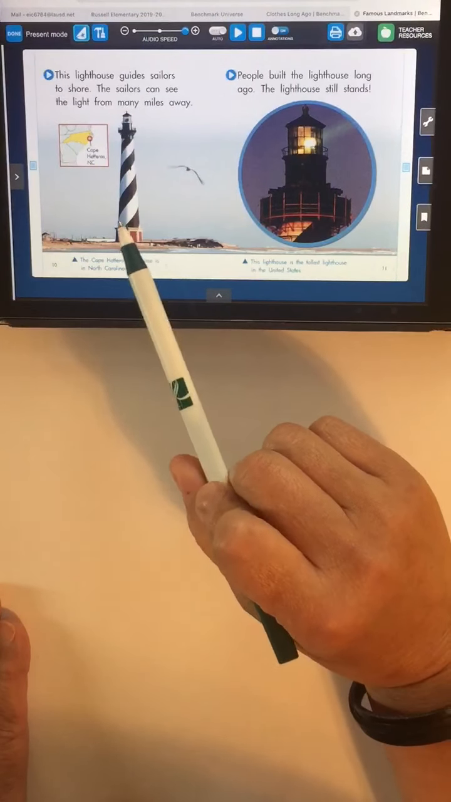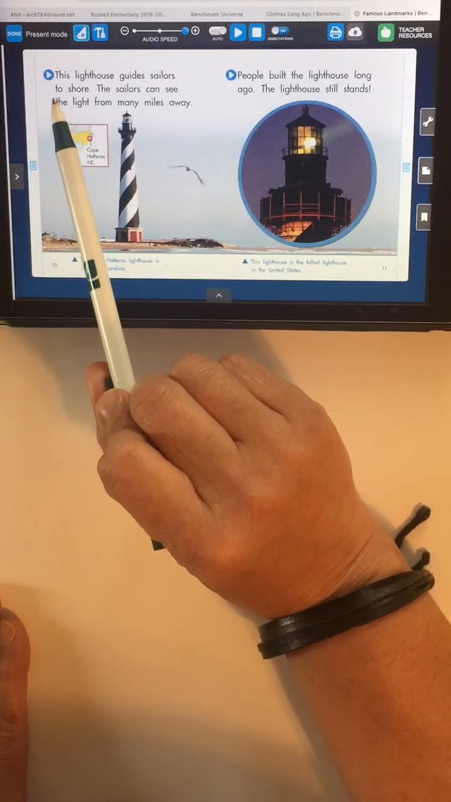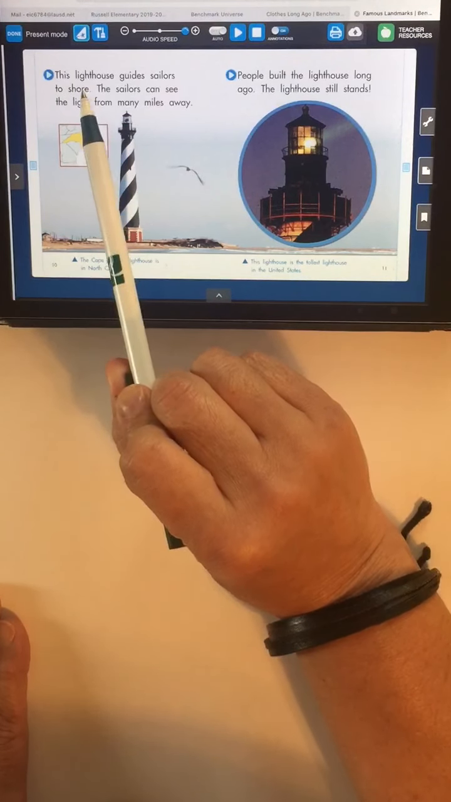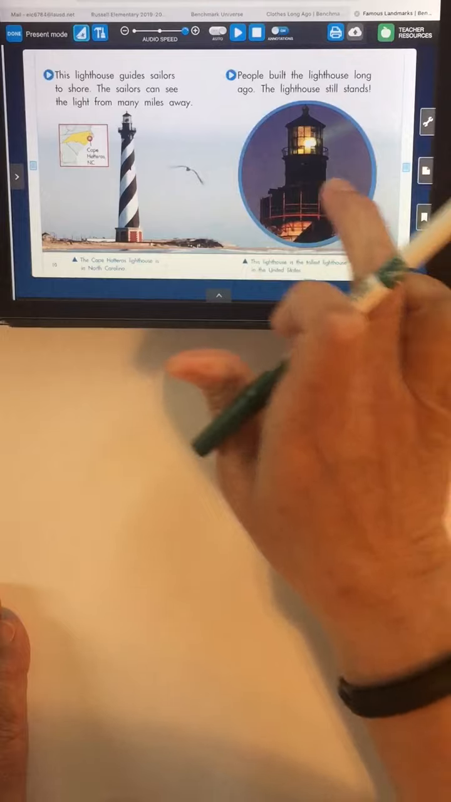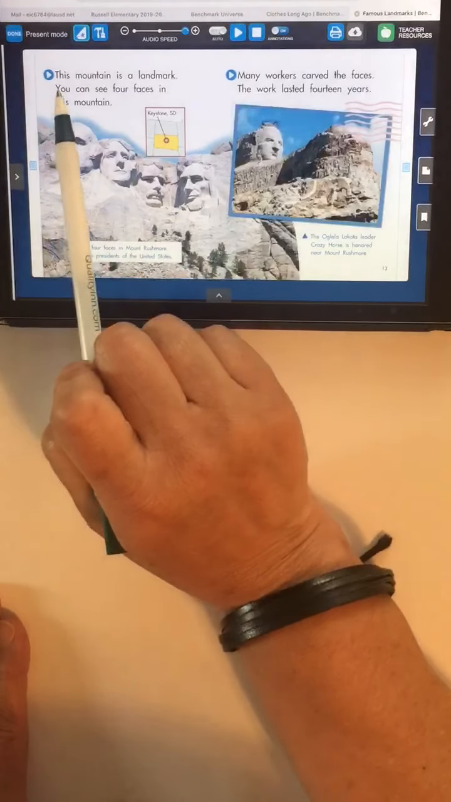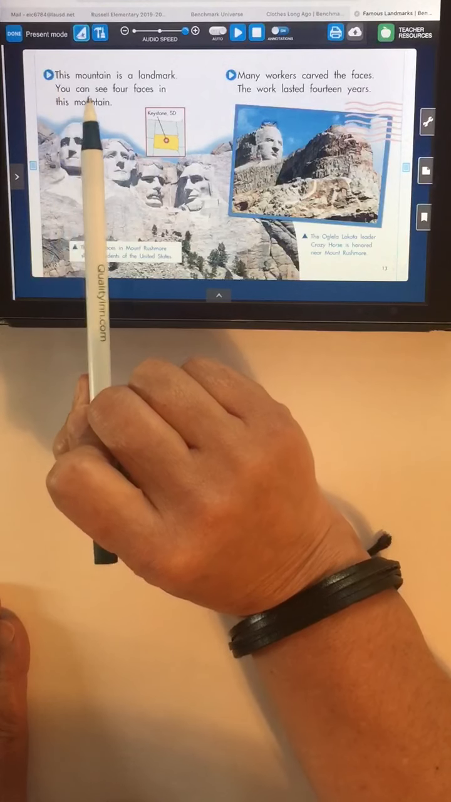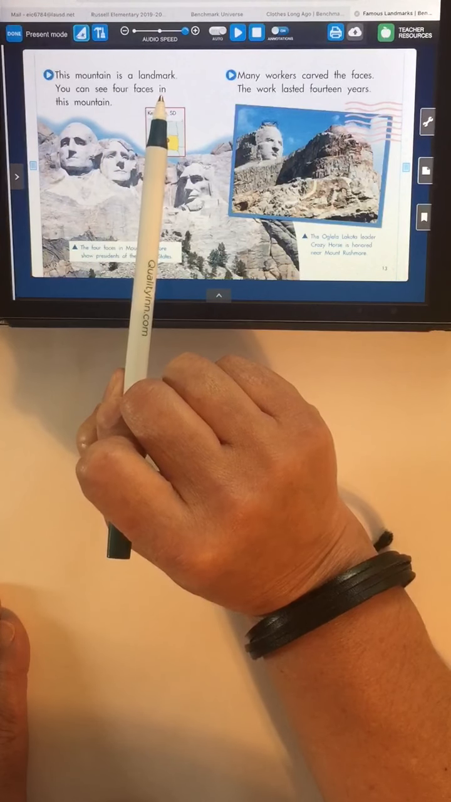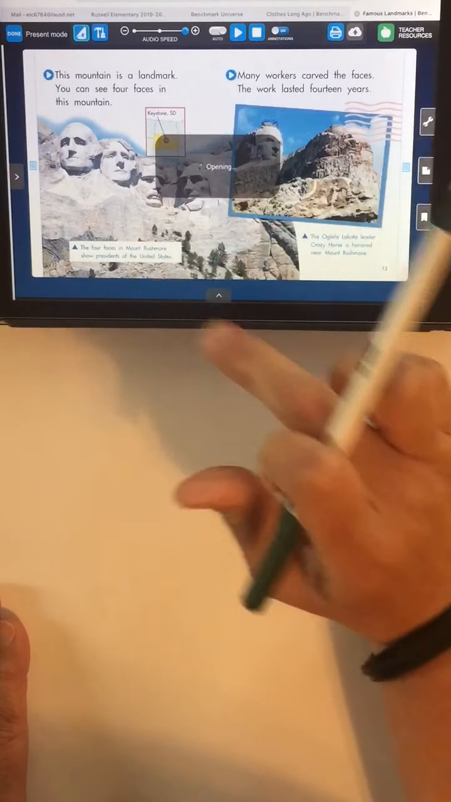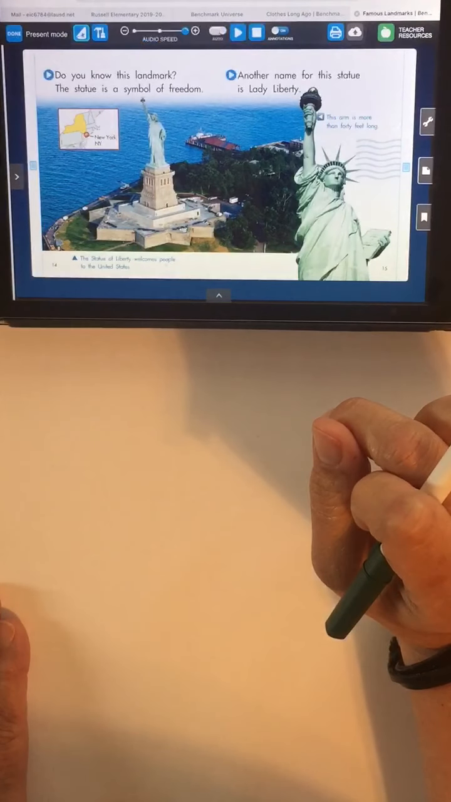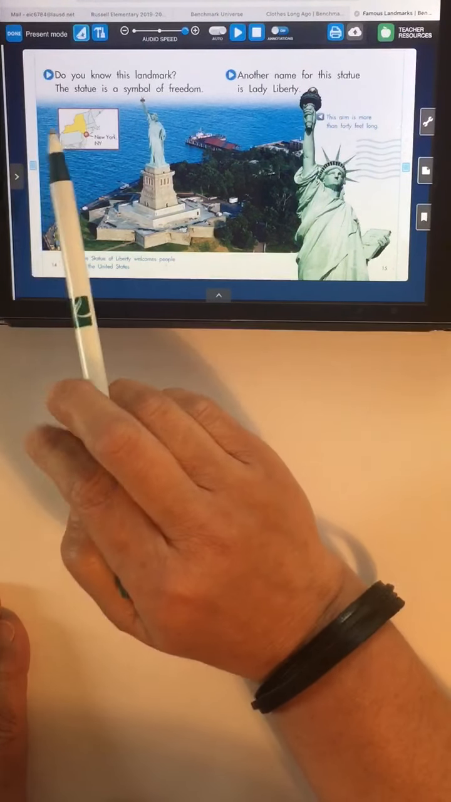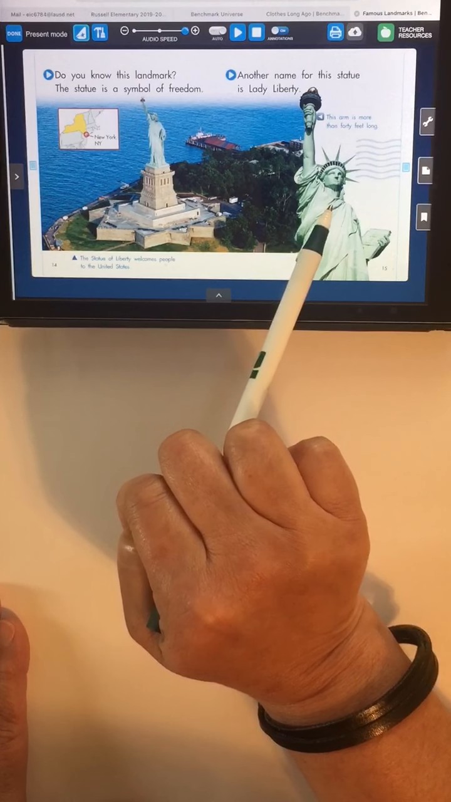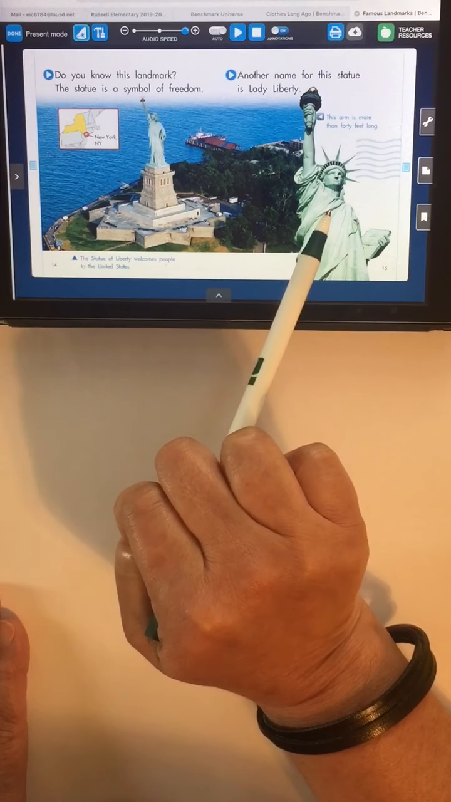The next page says, this lighthouse. So now we're talking about the lighthouse. Next page. This mountain is a landmark. In the next page, it talks about, do you know this landmark? The statue. The statue is also a landmark.